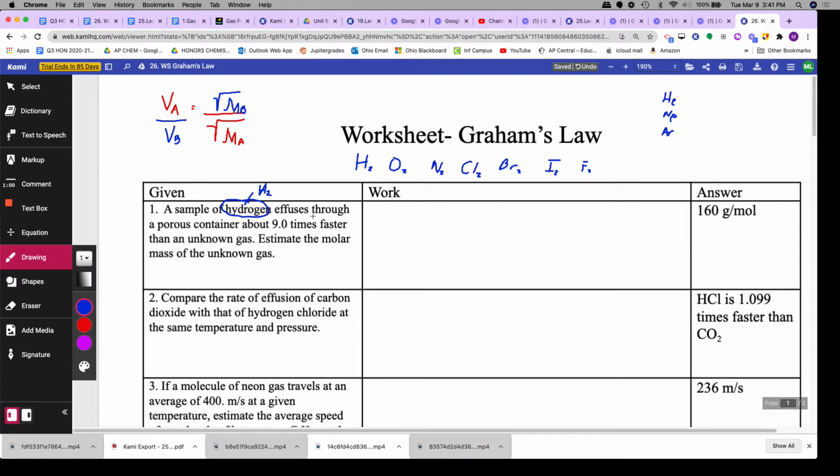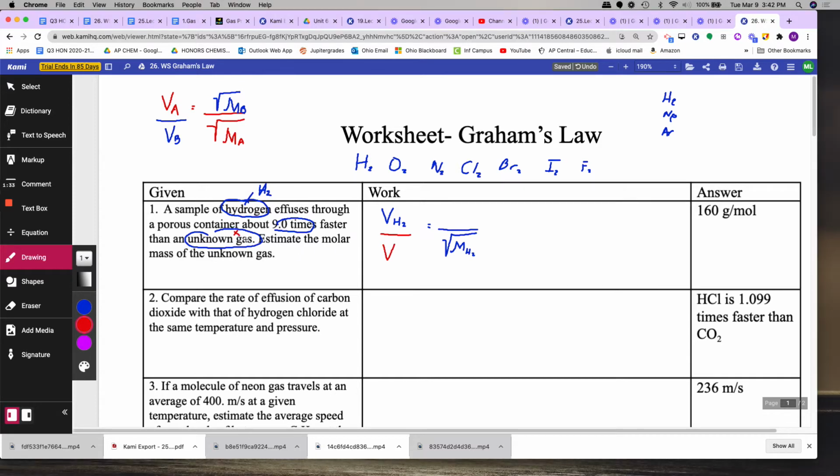So a sample of hydrogen gas effuses through a porous container 9 times faster than an unknown gas. Okay, so let's go ahead and look at this. I'm going to put the velocity of whichever is faster on the top. The velocity of hydrogen gas is inversely proportional to the molar mass of hydrogen gas, right? Now, if you compare that to the unknown gas, we'll call that X, it's also inversely proportional to the molar mass of X.